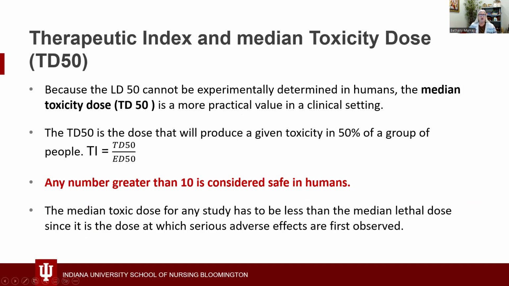Because we can't really determine the lethal dose in humans, in human trials, researchers will use a median toxicity dose. It is a proxy for a lethal dose. So this represents a toxic dose in 50% of people divided by an effective dose in 50% of the people. Any number then over 10 is considered safe for use in human beings.